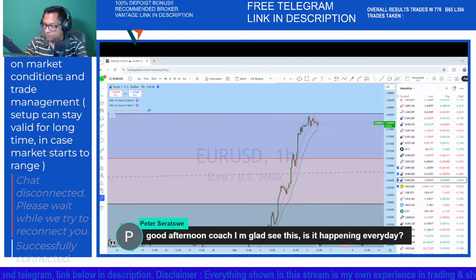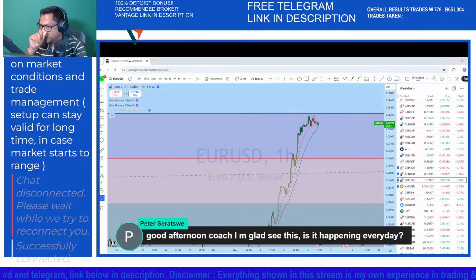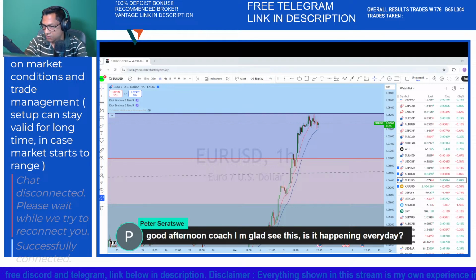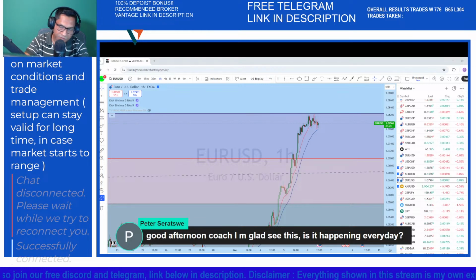Depends. In my case, my trades can last from 30 minutes to 5 days, and it depends on market conditions and trade management. A trade can stay valid for a long time in case markets start to range.